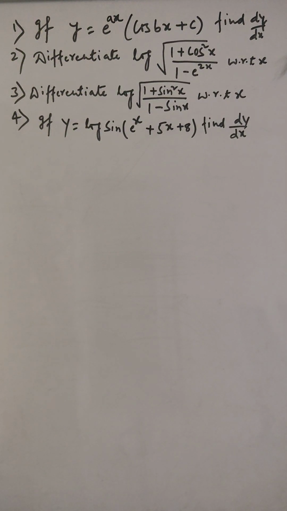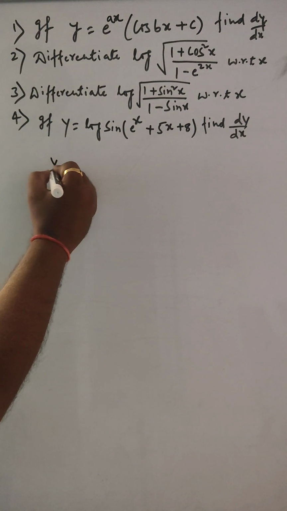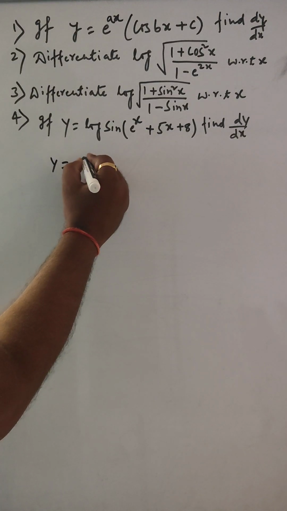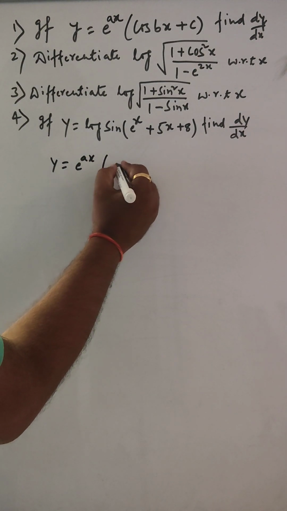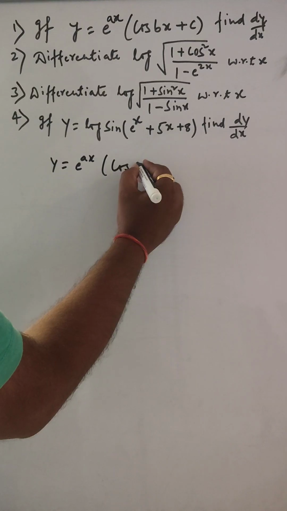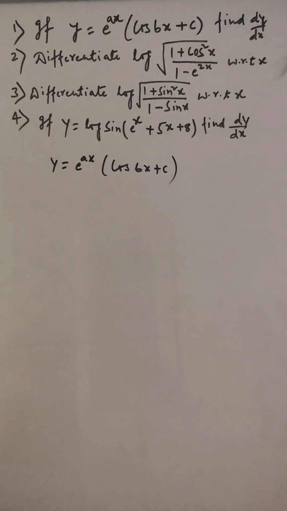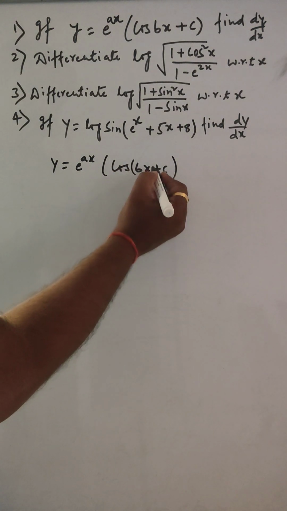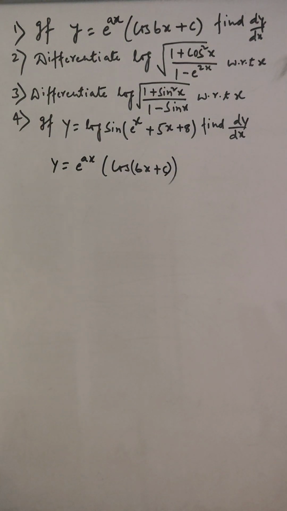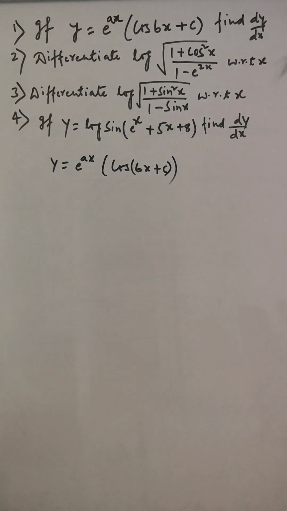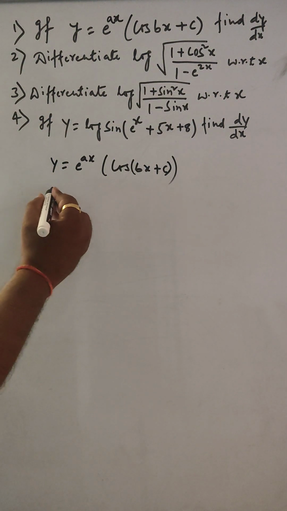Hello, hi everyone. So I have listed four math problems. All four are related to differentiation. The first problem is y is equal to e to the power ax times cos(bx plus c). So this is the angle, bx plus c, for the cos. Now we have to find the differentiation of this, dy by dx.